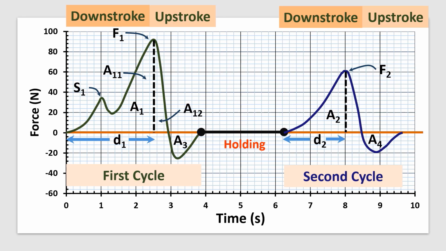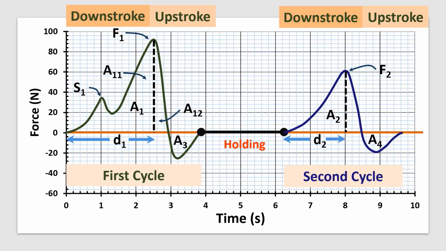Cohesiveness is the ratio of the positive area of the first cycle to the positive area of the second cycle, that is cohesiveness equal to A2 by A1. It indicates the strength of the internal bonds of a food and unit is dimensionless. In the brittle materials, cohesiveness is low whereas hardness can be varied.